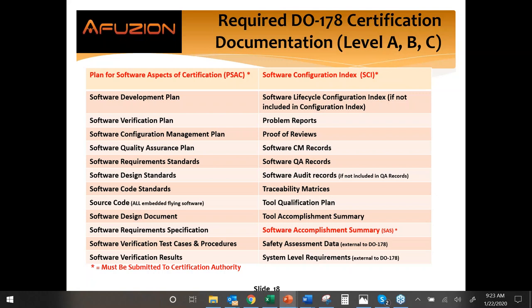But there are five plans, okay? Certification, development, QA, CM, V&V. Then there's standards. The standards say how you clarify the subjective elements of requirements, design, and code. Then you have the actual code, design documents, requirements, the test cases, the test results, the configuration index, problem reports, QA, CM, tool qualification. All of these are required. Remember, especially for the people who follow.